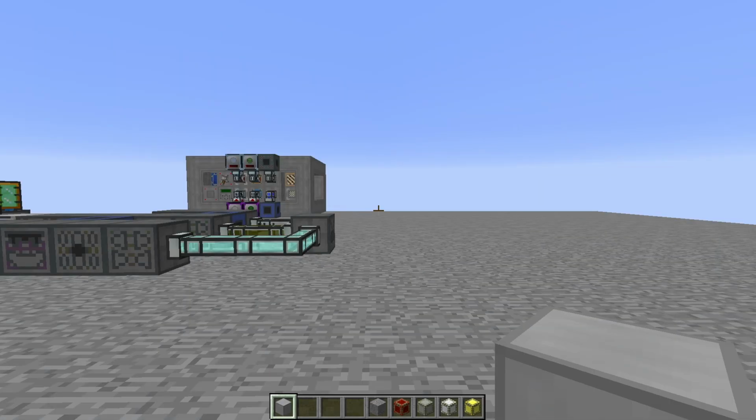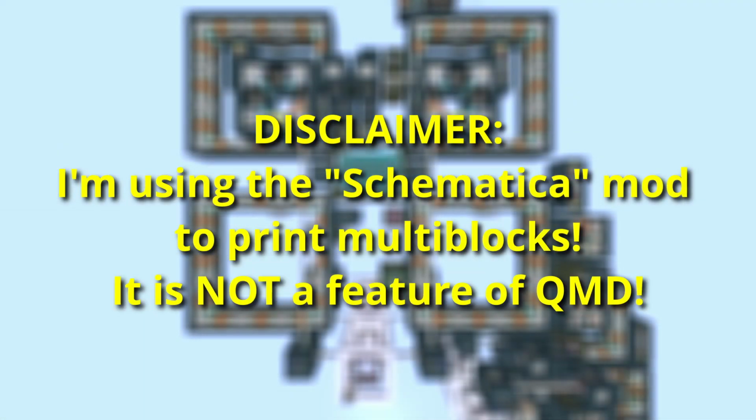LINACs are built as a hollow cuboid box that is 5 blocks wide, 5 blocks tall, and between 7 to 100 blocks long. From our design chapter, we saw that our accelerator is going to be 17 blocks long, so we're going to make a 5 by 5 by 17 blocks long accelerator. A little disclaimer here: I'm using the Schematica mod to build schematics of all the builds you will see in this lesson and beyond.